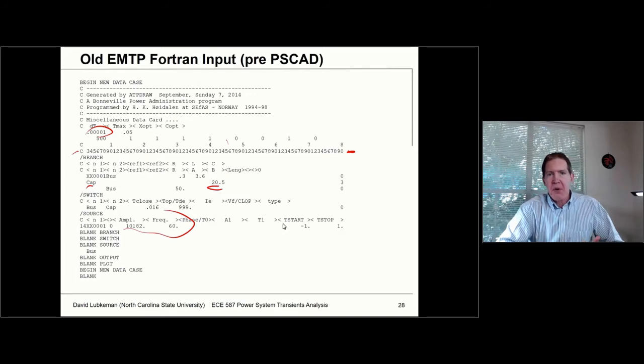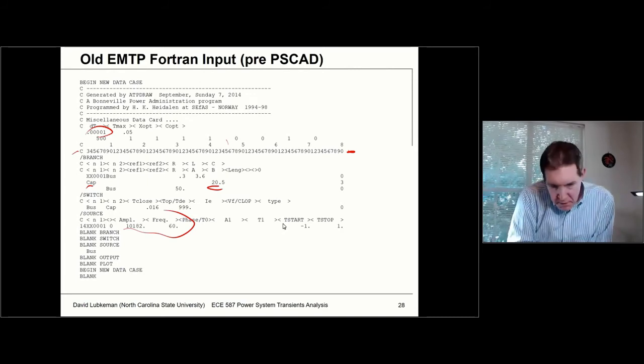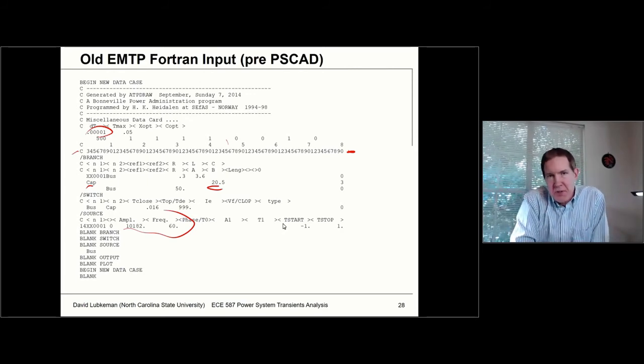Now, the reason I'm bringing this up is if you go to some textbooks, and they're kind of older textbooks, they may still have the cases in terms of this older style Fortran input. And so you may have to know how to pull values out of here in order to redo old simulations.